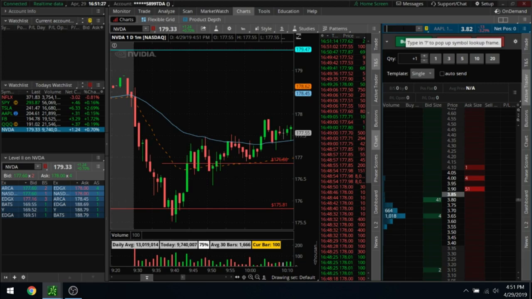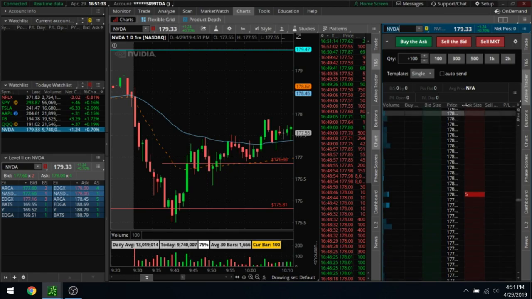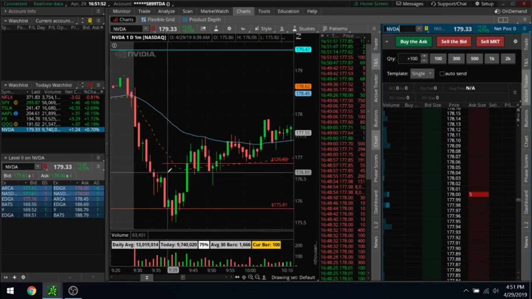All right, NVDA. What you will see on the time of sales is people stacking up in certain places based on the volume. You can see where people are bidding in, the size, and buying on the ask or selling on the bid and vice versa. What's nice is you can correlate this with the time of sales and see where the bids are really coming in to confirm where your support is.